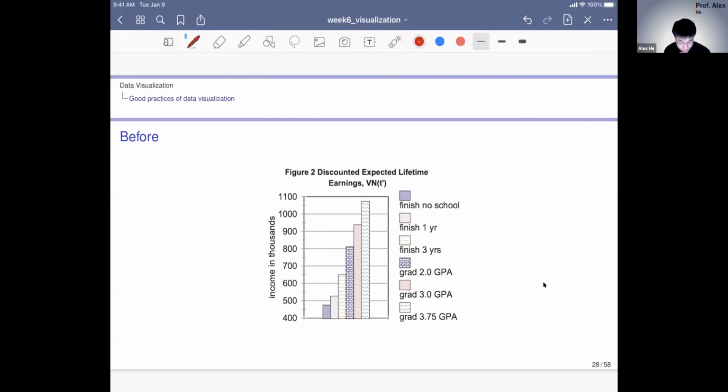Next one, we have this expected lifetime earnings of different groups. There's the first group that finished no school, second group that finished only 1 year of college, 3 years of college, finishes 4 years with 2.0 GPA, 3.0 GPA, and 3.75 GPA. And you can see that their earnings are sort of higher if they finish more education and if they have higher GPA.